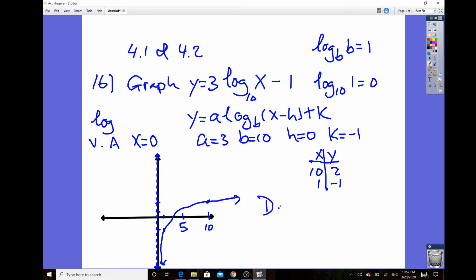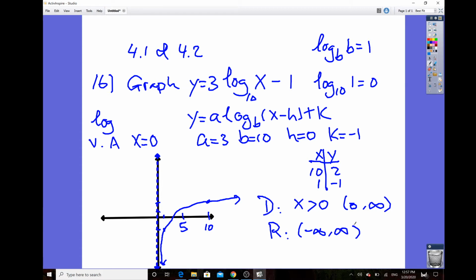And the domain for this one, so x is greater than 0. Or you can just say in interval notation, 0 to positive infinity. And then what about the range? So the range would be all real numbers. So we can just put in negative infinity to positive infinity. Okay, so let me fix this one here. So the range would be from negative infinity to positive infinity. Okay, so that's number 16.